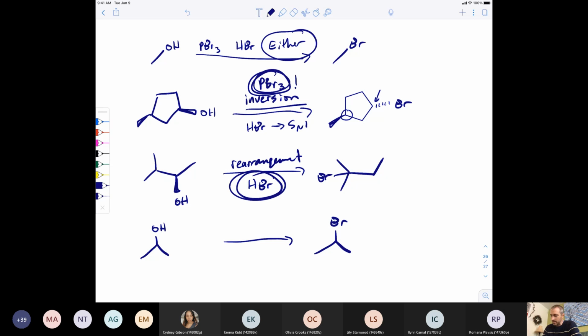The next one, either. There's no chiral centers, so we don't have to worry about whether it's inversion or not. There's no rearrangements possible in this particular example, so we don't have to worry about the carbocation mechanism. So really, either reagent will do this transformation just fine.